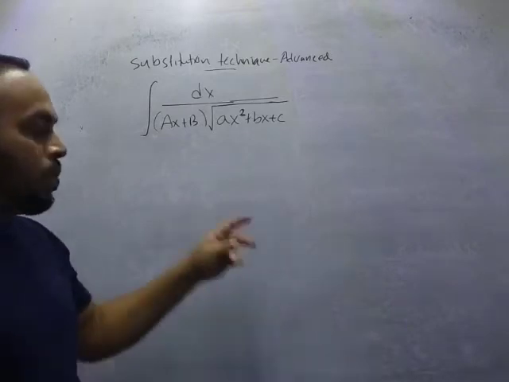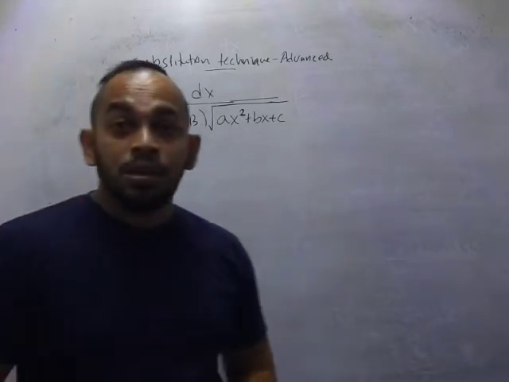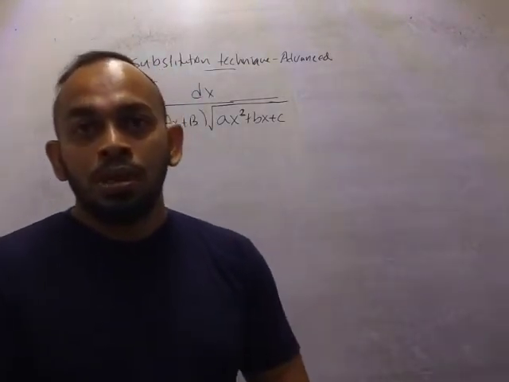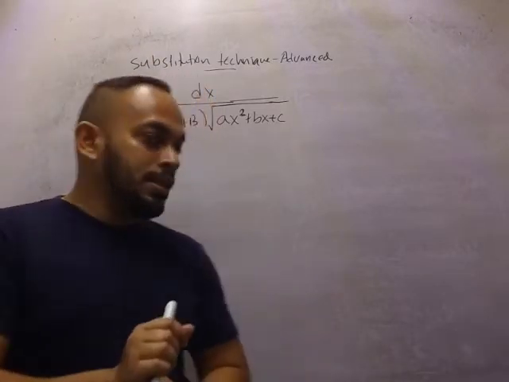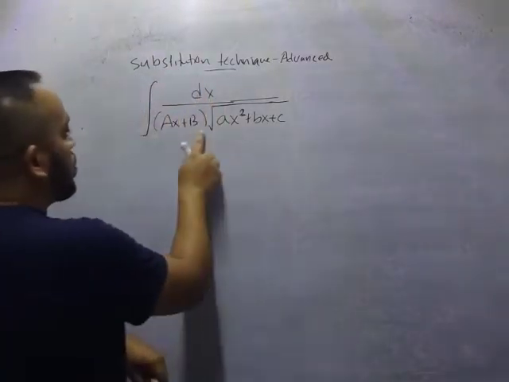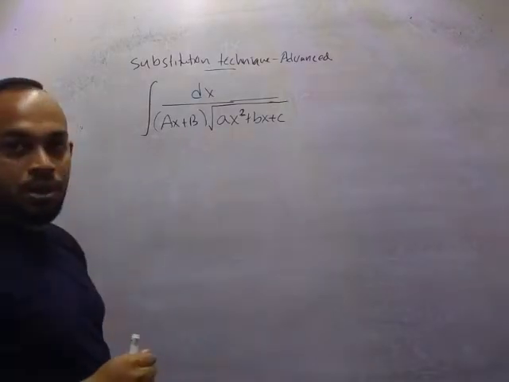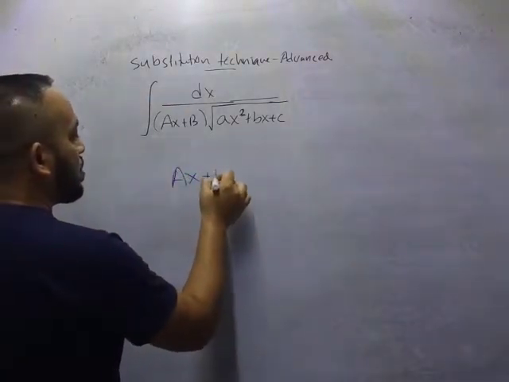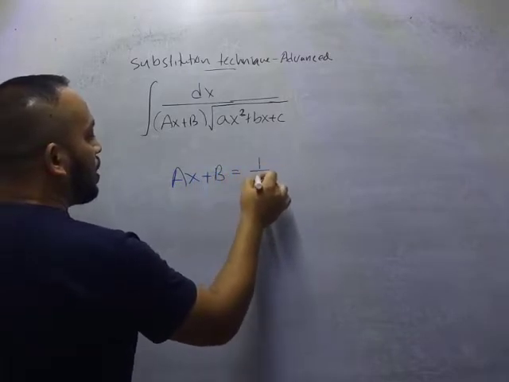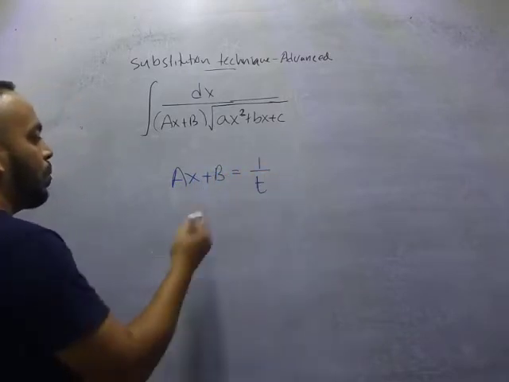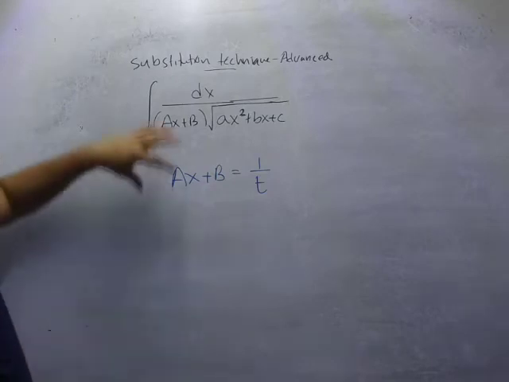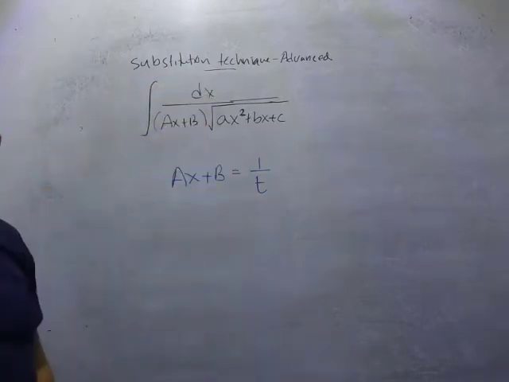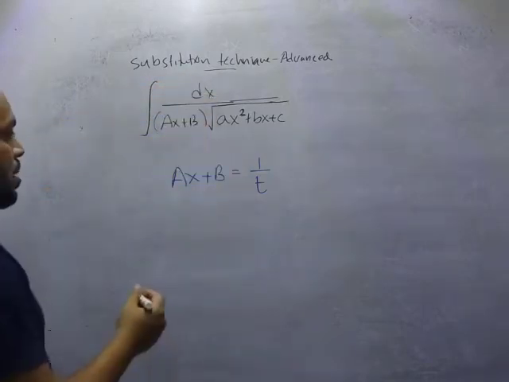So what is the most appropriate substitution in this case? The most appropriate substitution is this. You can see this linear function in front of it. So the most appropriate substitution is 1 over t, or 1 over u, whatever it is. Replace this by 1 over t. This is the substitution.